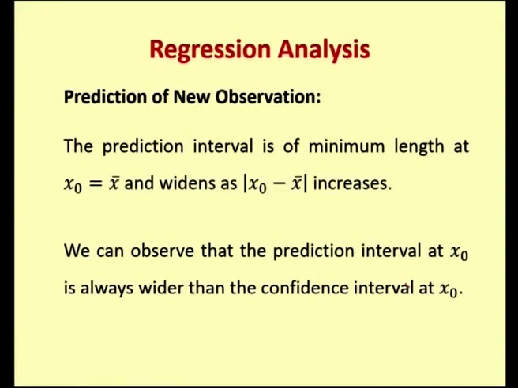The prediction interval is of minimum length at x naught is equal to x bar and widens as x naught minus x bar increases. We can observe that the prediction interval at x naught is always wider than the confidence interval at x naught. And we have one more method called the method of maximum likelihood, which is also used to estimate the unknown parameters beta naught and beta 1.